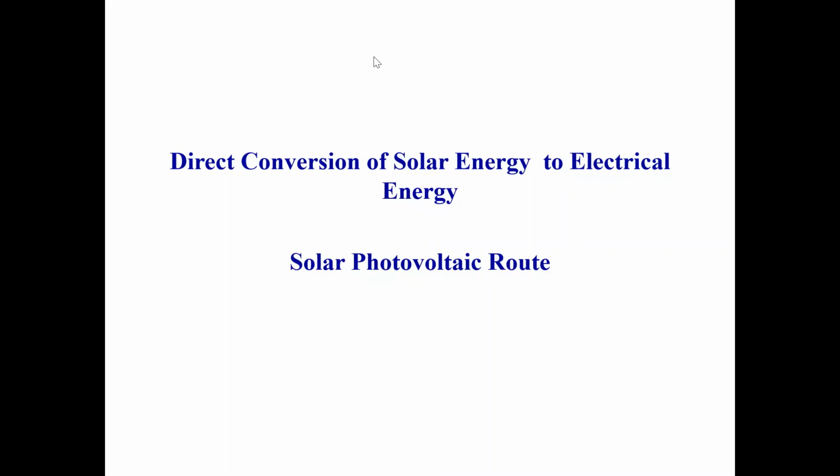In the solar thermal route, we discussed enough about the solar collectors, how the solar collector is designed to get the maximum output in terms of consumption of heat energy so that it can be converted to electrical energy. In the second aspect, the solar photovoltaic route, which is the most common and predominantly used in all the countries, you are talking about direct conversion of solar energy to electrical energy.